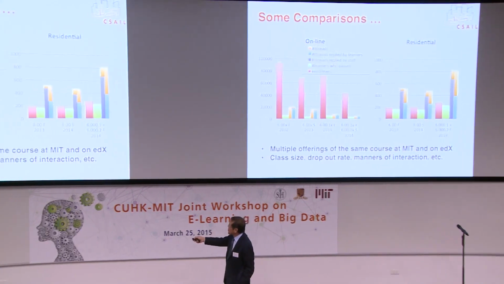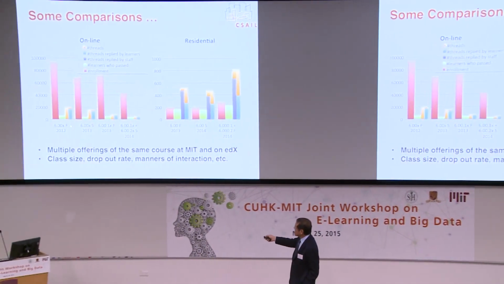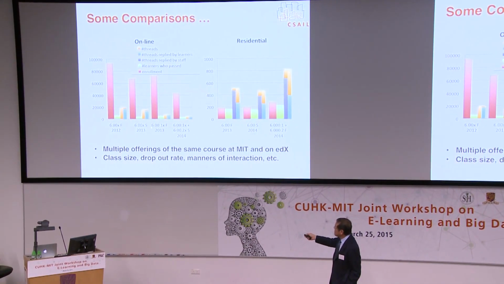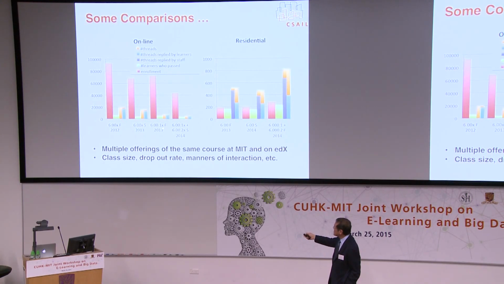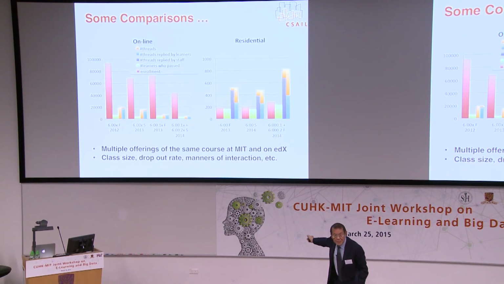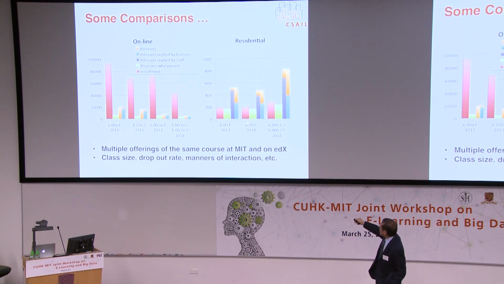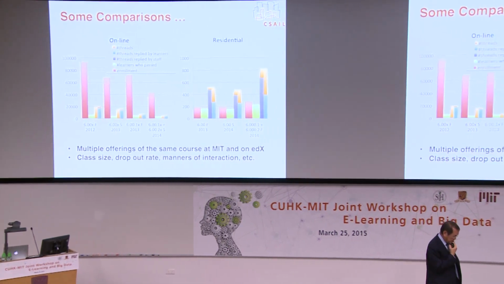This is the course called 600. It's in the fall term of 2012, spring term of 2013, et cetera, et cetera. There are 4 offerings. Am I making myself clear? Okay. Now, here we have 3 offerings of the same course on campus.